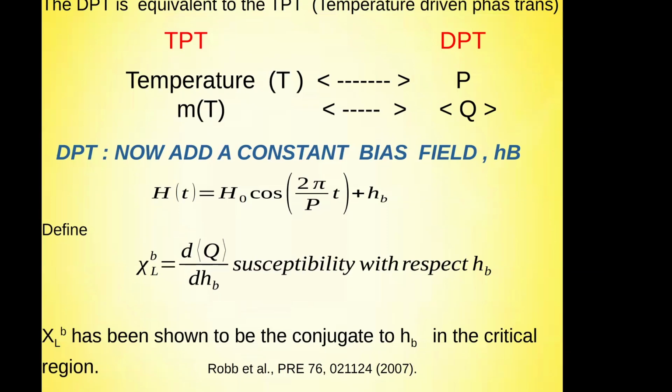Now what happens? Let's try some experiment with a constant bias field. So now your system will be subjected to the periodic oscillating magnetic field, but we add a bias field, okay? A constant bias field. Of course, in that case you break the symmetry, and now you have to define another parameter, the susceptibility with respect to the H field. So let's see what happens.